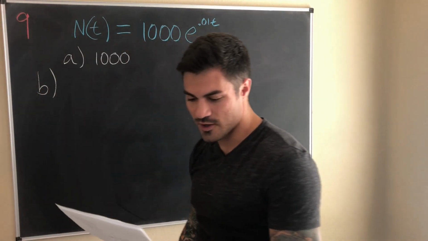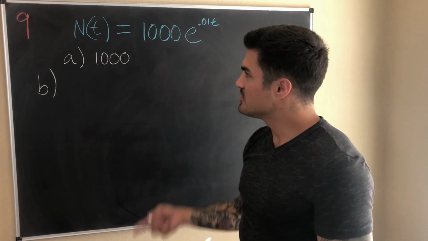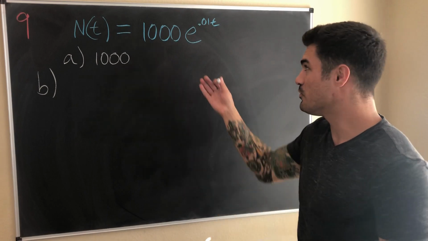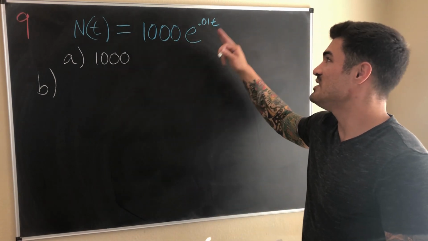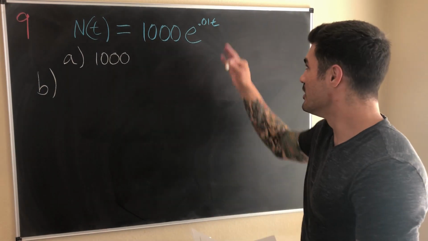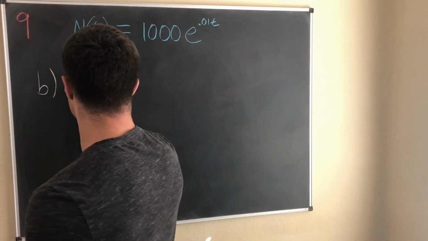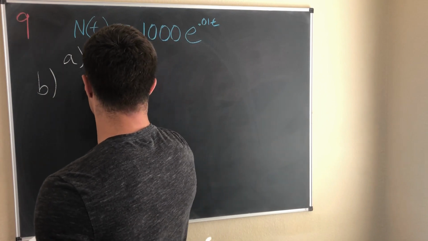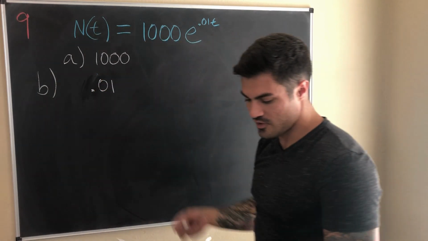So part B says, what is the growth rate? So the growth rate is actually always this number up here multiplied by the t. Usually the formula is like p times e to the rt, where r is the rate, p is the initial value, right? So the growth rate is 0.01. And you just get that by knowing the form of this exponential growth function.